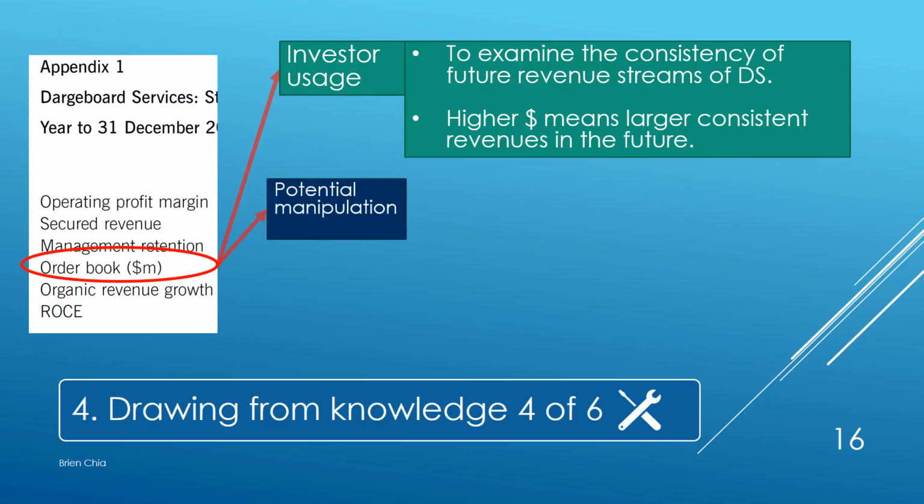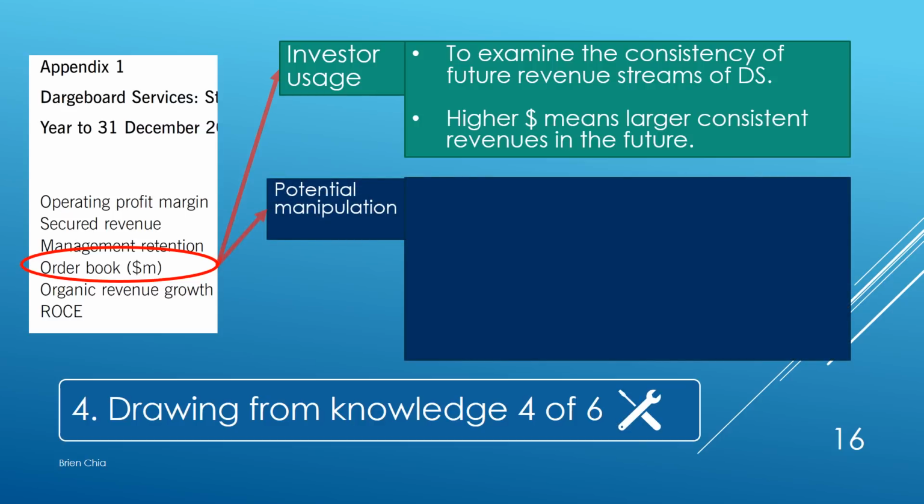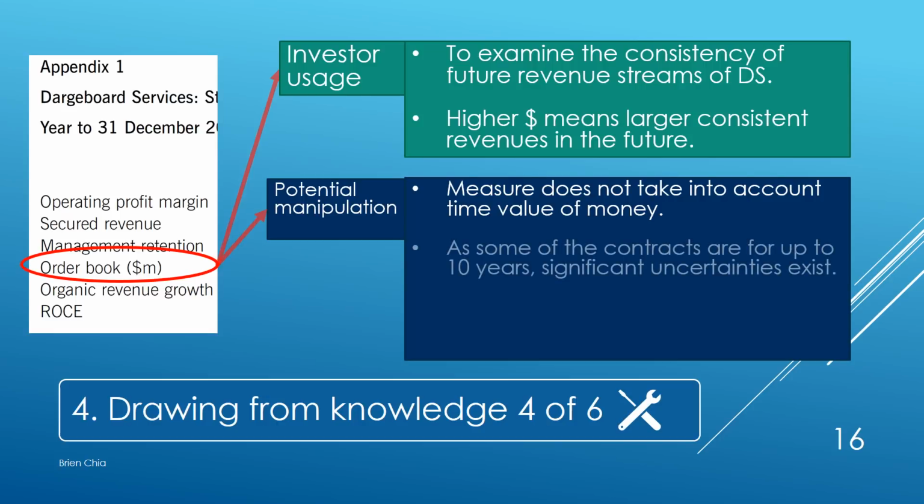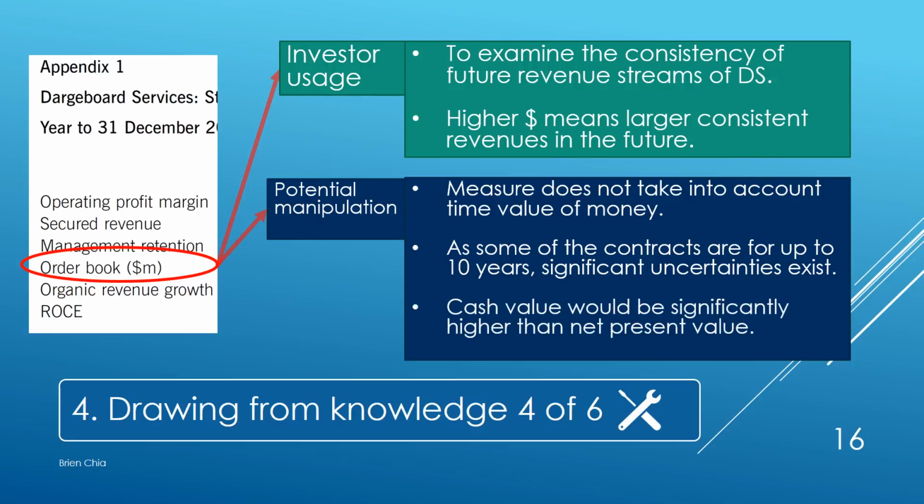The potential manipulation here is that they have reported the order book on a cash basis. They did not take into account the time value of money. Now, if the contracts that they've signed with their customers are short term, maybe 1 or 2 years, then it's not that big a deal. But the question specifically mentions that some contracts are up to 10 years. So you do have material uncertainties, and this could lead to the cash value, which was used in the KPI, being significantly higher than the net present value.